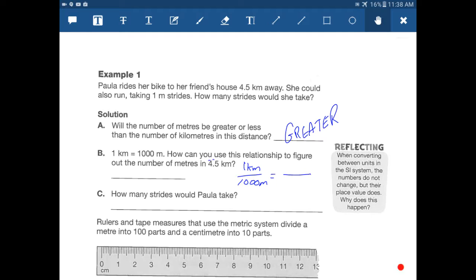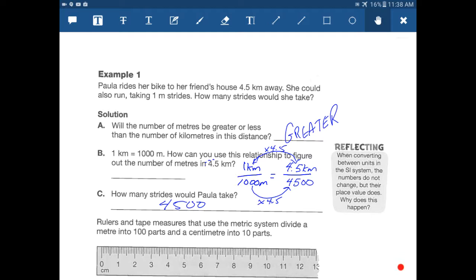Now this is 4.5 kilometers. So can you see how the kilometers are on top here? You have to do the same thing right here. Put it on top on this side. Now how 1 times what gives you 4.5? Well, that's times 4.5. Do the same thing in the bottom. That's going to be 4,500. That's one way you could do this, okay? So it'd be 4,500. I have the answer right now.